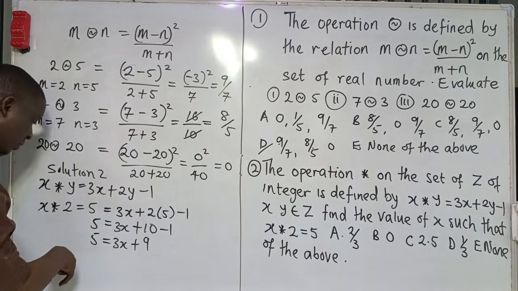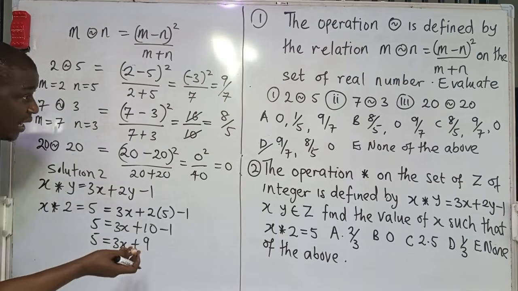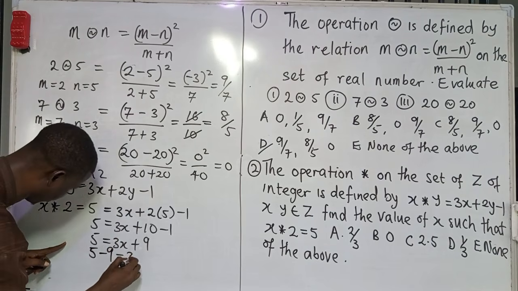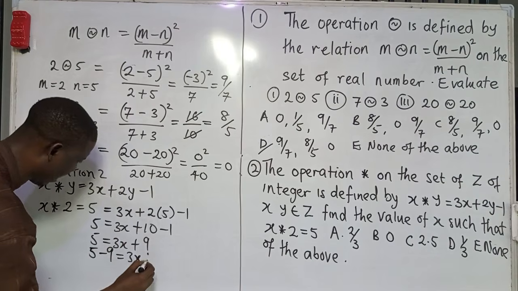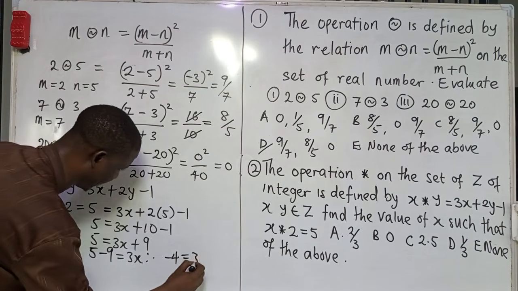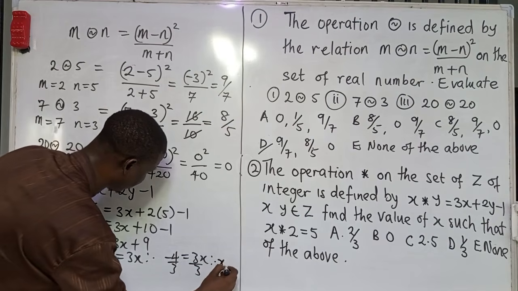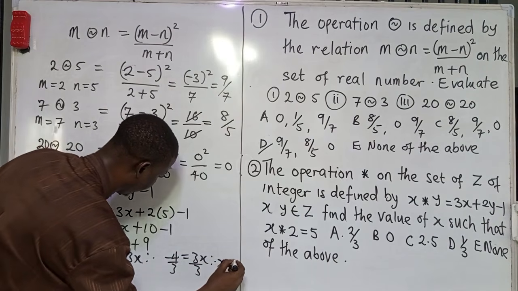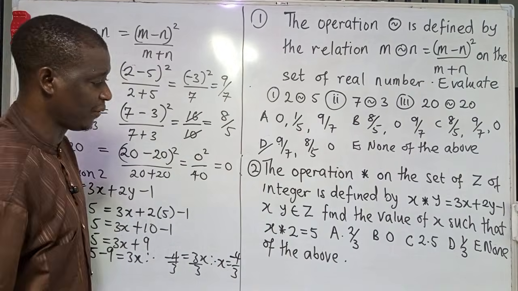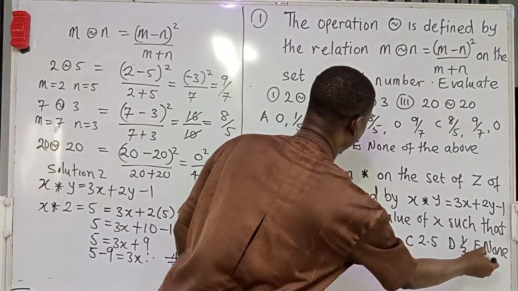So we make x the subject of the formula. Now we bring the plus 9 across the equal sign. We are going to have 5 minus 9 equal to 3x. Therefore, we have minus 4: 5 minus 9 is minus 4, equal to 3x. Divide both sides by 3. Therefore, x is equal to minus 4 over 3. Do we have minus 4 over 3 there? No. So we go for none of the above.